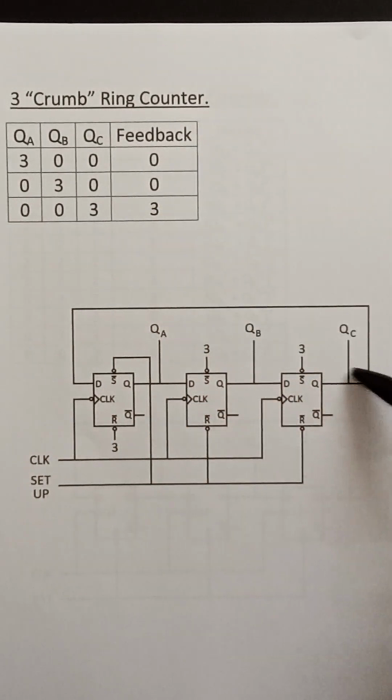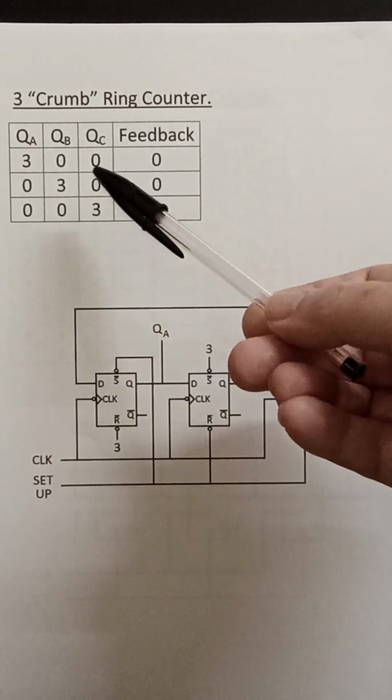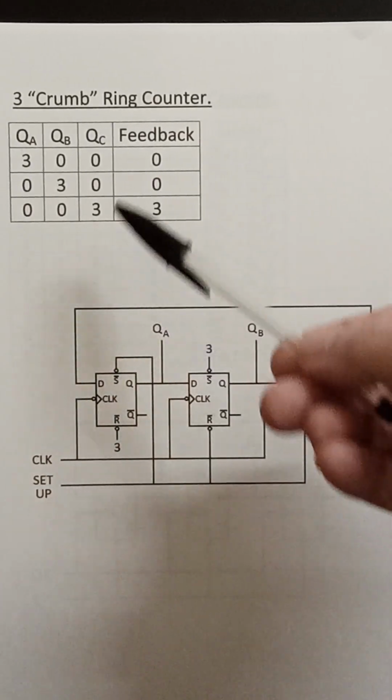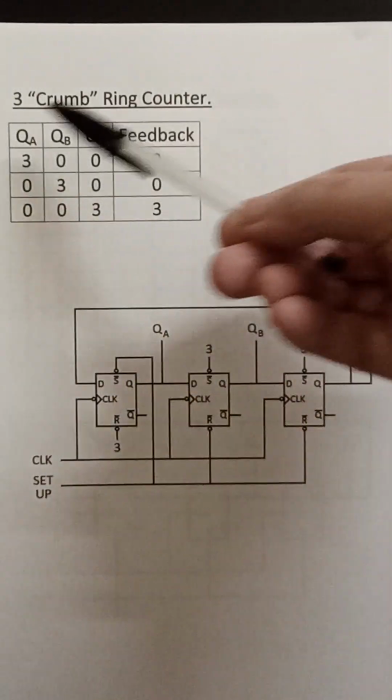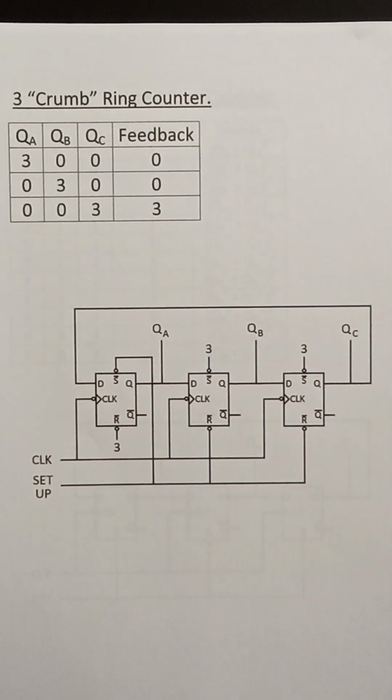The feedback, this is the feedback which is shown here, and that goes to the D input of QA. So it just cycles between these QA, QB and QC. Right.